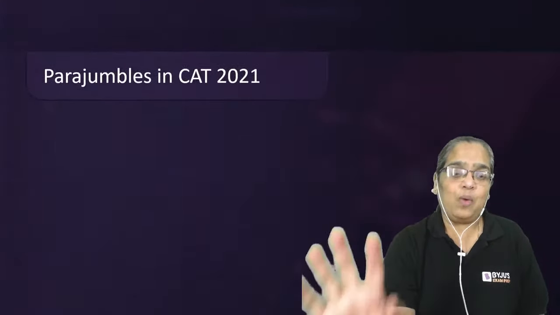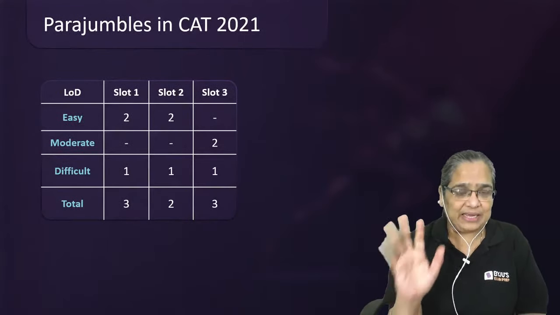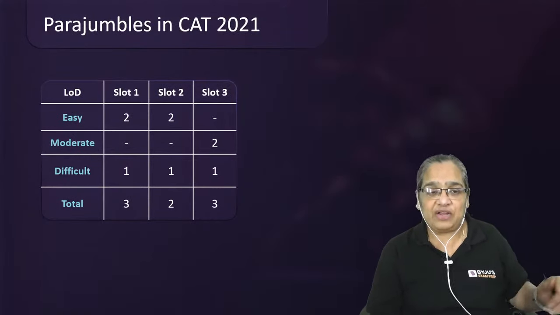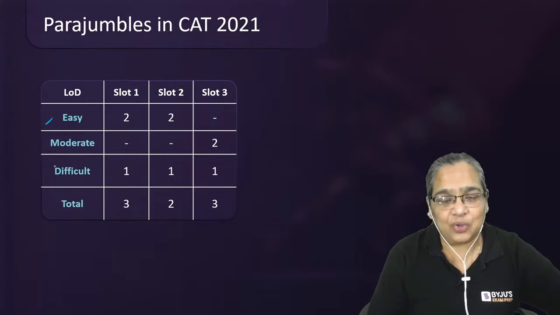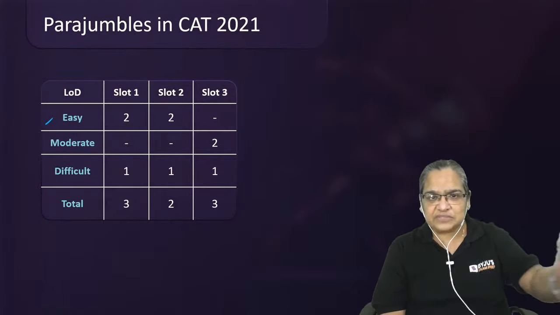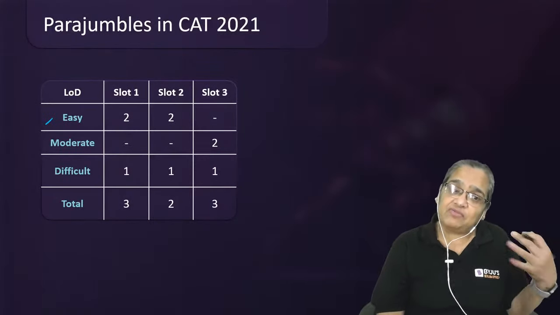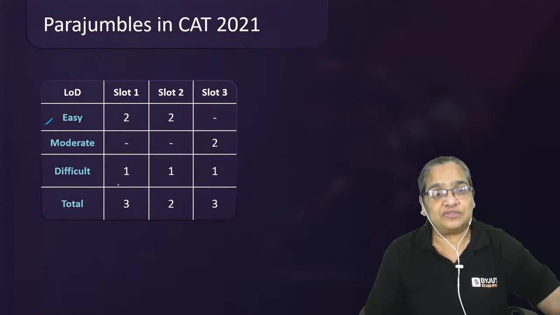All right. Now, what did the CAT 2021 paper look like in terms of parajumbles? Slot 1 had 2 easy and 1 difficult. Many students got these 2 correct. There is no minus marking, so some got it right, some got it wrong, because it was difficult and you don't have that much time to spend on it. If you had all the time in the world, you'd get all 3 correct. But for the time that you invest in it, 2 out of 3 is fantastic since there's no negative marking.